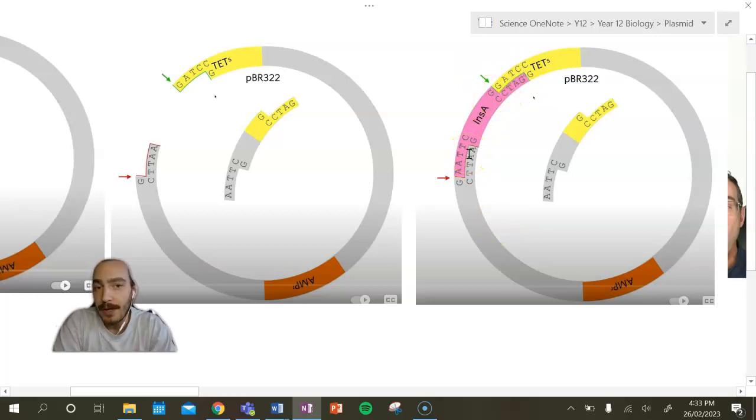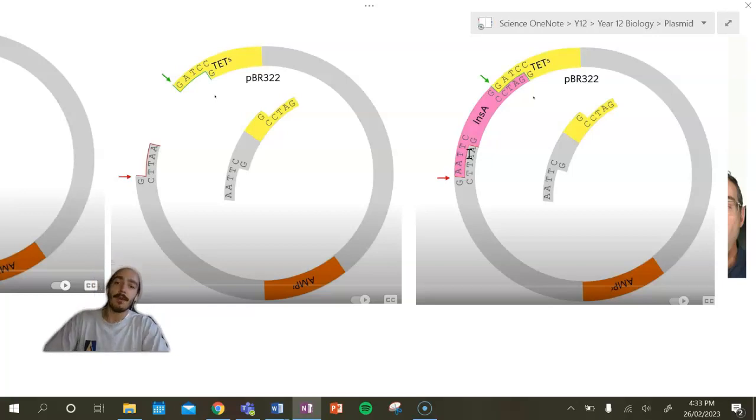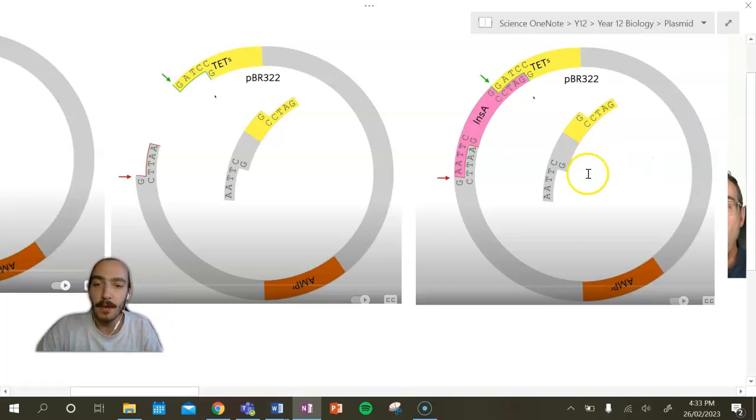Now all we need is DNA ligase to come in and glue it together, to make sure that it stays as a ring. Okay, so we would get DNA ligase coming in, gluing those ends shut, and then we've got our new plasmid, our recombinant plasmid, that's taken up the insulin A gene. Okay, hopefully you're following so far.